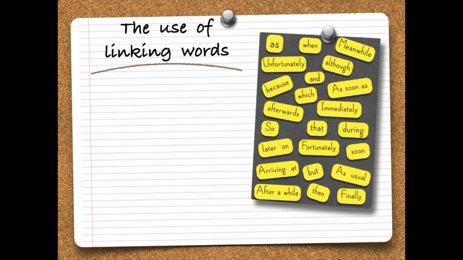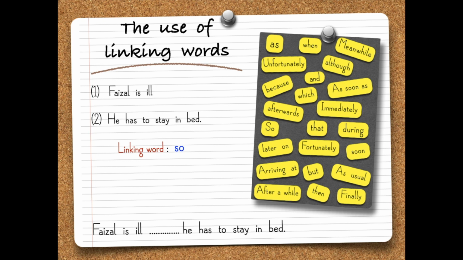Now, another example. Sentence 1. Faisal is ill. Number 2. He has to stay in bed. The linking word used here will be so. Think about it, children. How will we use so to make a complex sentence? Yes, Faisal is ill, so he has to stay in bed. It was easy, this one, wasn't it?